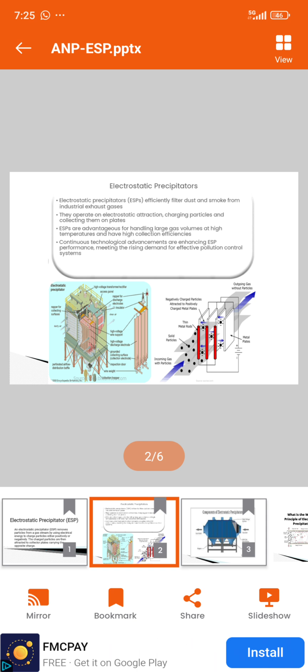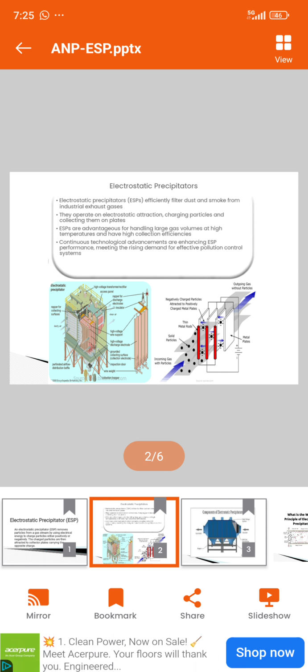ESPs have the advantage of handling large gas volumes at high temperature with high collection efficiencies. In industry, lots of gases are generated, and at the same time they are at a high temperature. So for this large volume of gases at high temperature, we use these types of electrostatic precipitators, and industries normally use them. This is the advantageous factor, that it is efficiently used for high volume gases as well as high temperature gases. Continuous technological advancements are enhancing ESP performance, meeting the rising demand for effective pollution control systems.